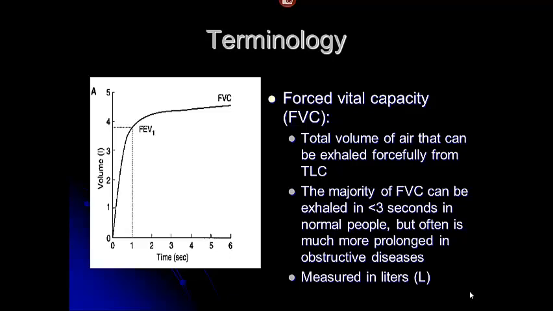Examples as well could be any trauma to the chest. Flail chest, for example, is a good example of an external restrictive disease.